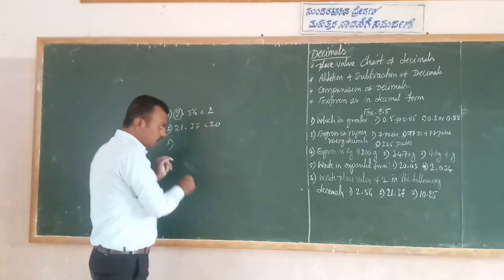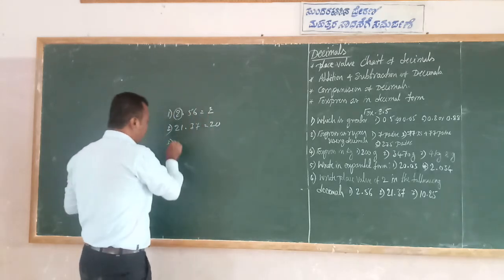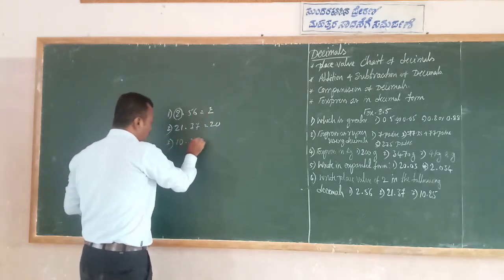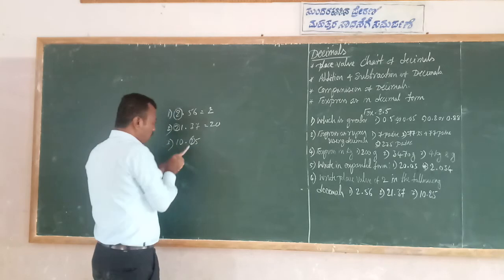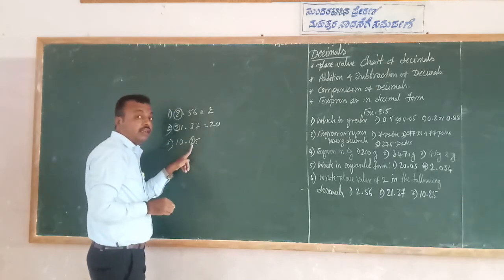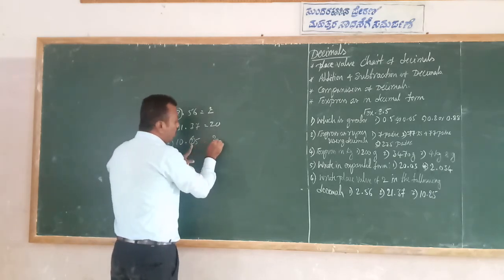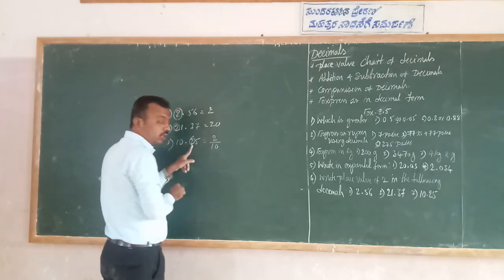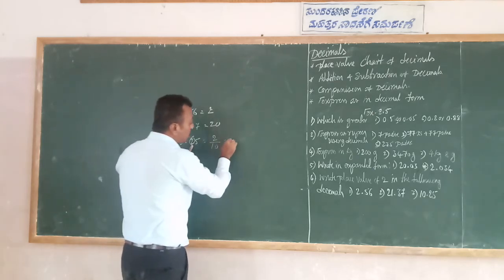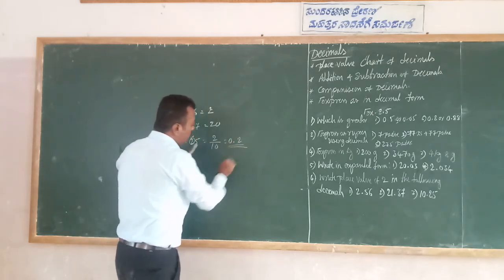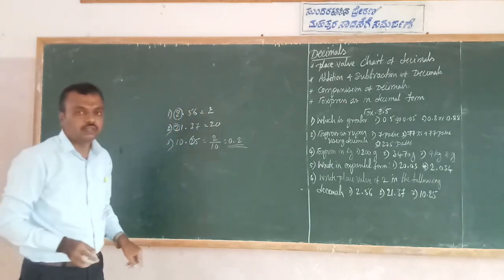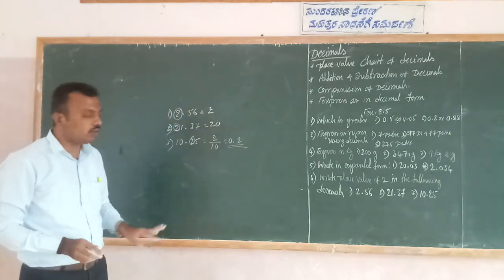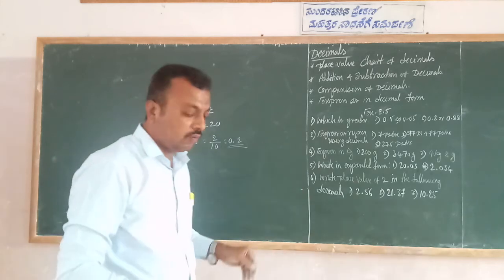Next, third one, 10.25. In 10.25, 2 is in the tenth place, therefore the value of 2 in the tenth place is 2 by 10, which is nothing but 0.2. Did you understand? So like this we have to solve these kinds of questions.